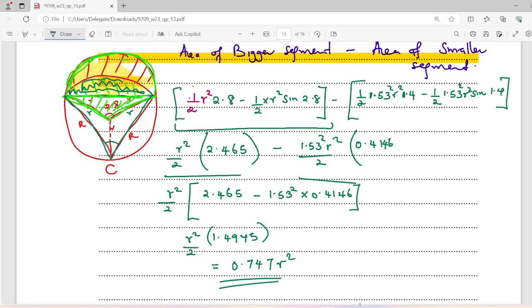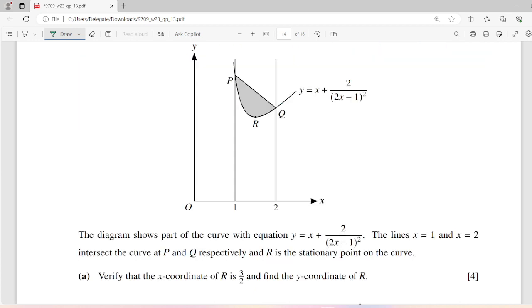So you needed to look at your diagram properly and be able to get the area of a bigger segment minus the area of a smaller segment. So we go to the next question, which is the last one.